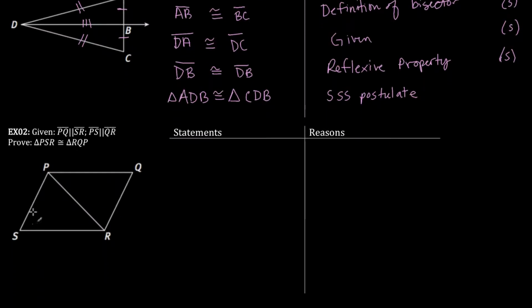Given that PQ is parallel to SR and that PS is parallel to QR, prove that triangle PSR is congruent to RQP. Okay, cool. This one's going to be a little weirder, so I like to break this up. This is why I show it in this example. I'm going to draw PQ and SR, well, part of it, right? I'm actually going to draw it more like this.